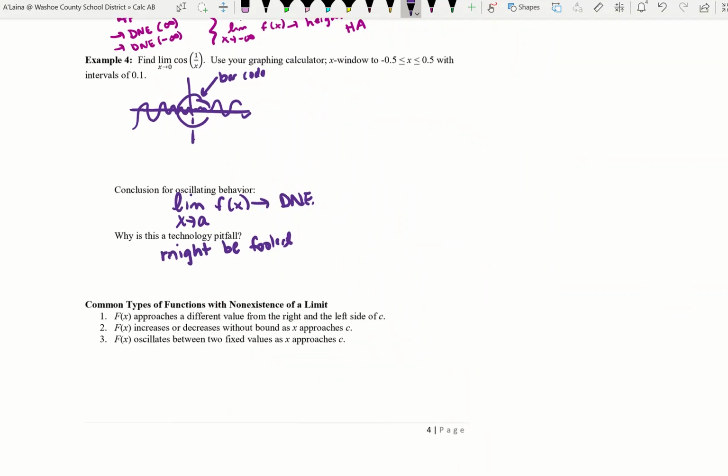There is a little summary here of what we talked about today for types of limits that don't exist. I'll let you read that on your own, and we are done with the notes.